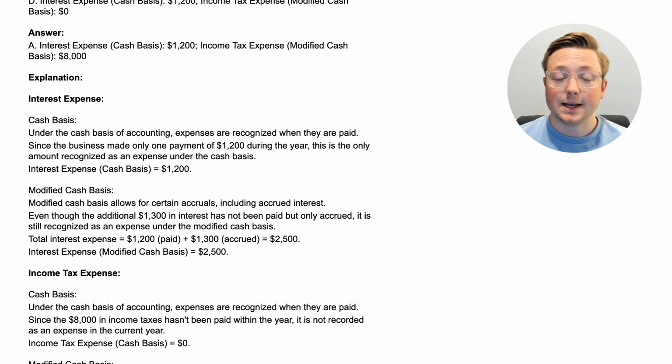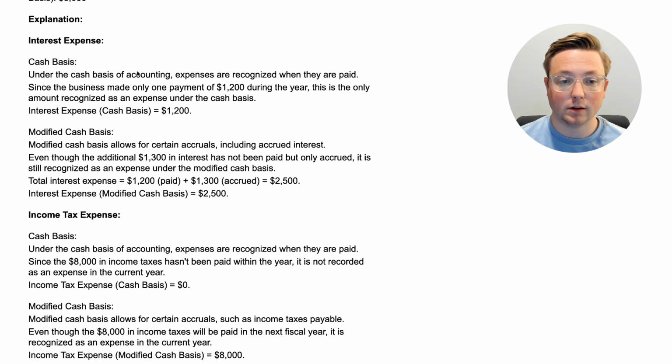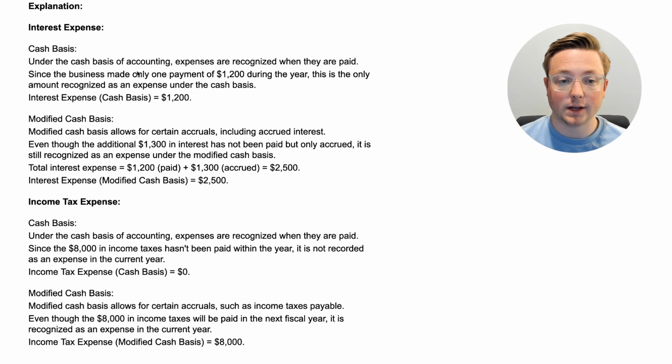All right, here we are at the answer. The answer is A. The interest expense under cash basis would be $1,200, and the income tax expense under modified cash basis would be $8,000. But we're going to, of course, go over how these would be treated both ways. So let's go ahead and scroll down a little bit to kind of focus on the explanation here.